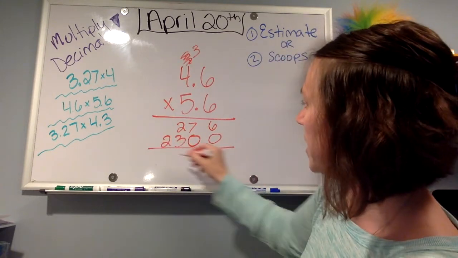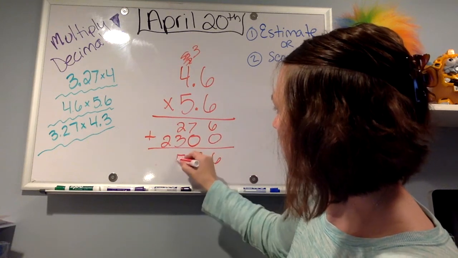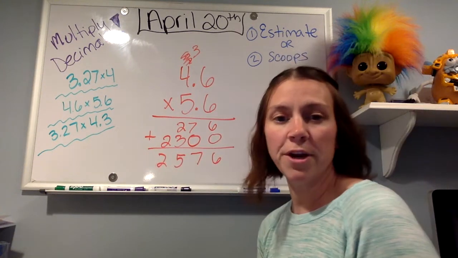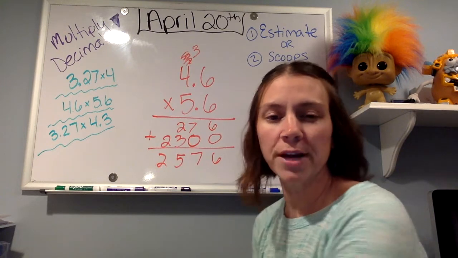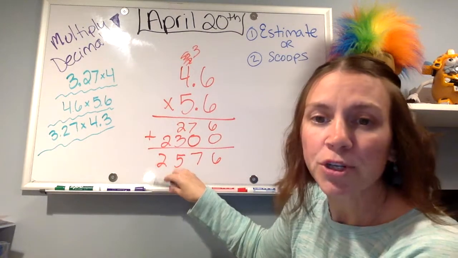All my numbers are lined up, and I'm going to add. I get 6, 7, 5, 2. So I have 2,576. Okay, so 2,576. But oh wait, there's decimals.